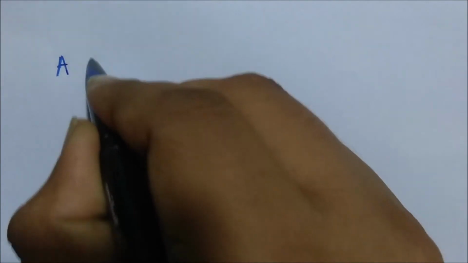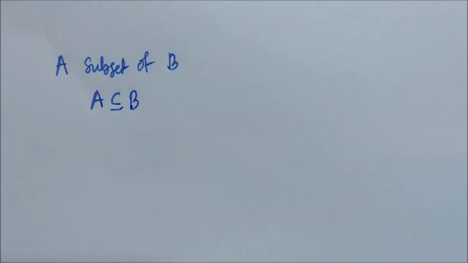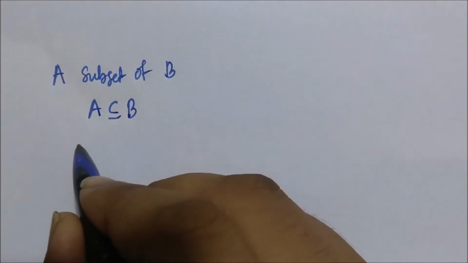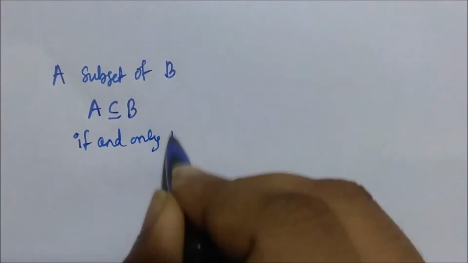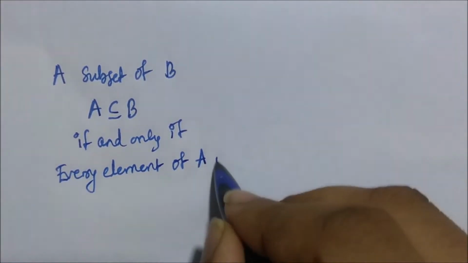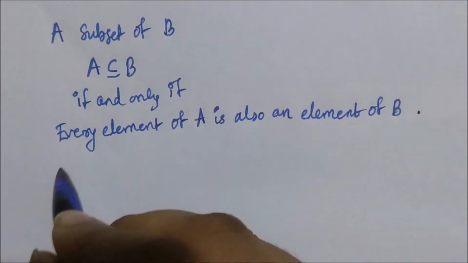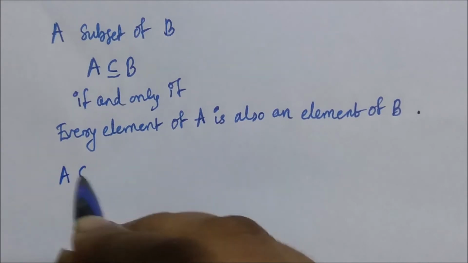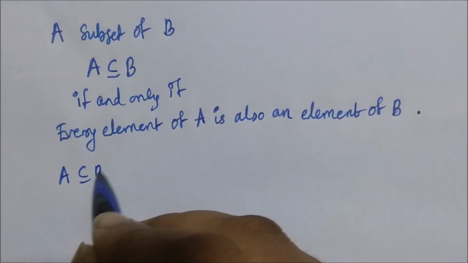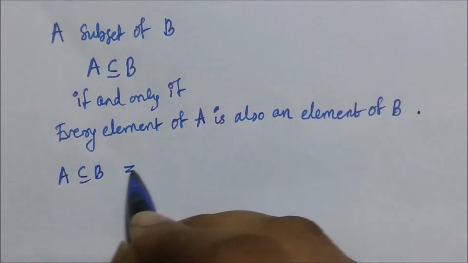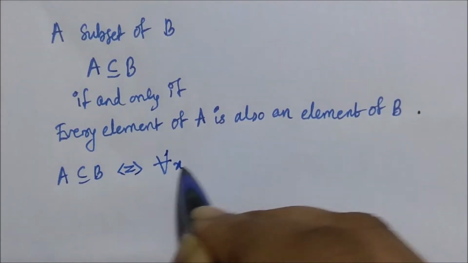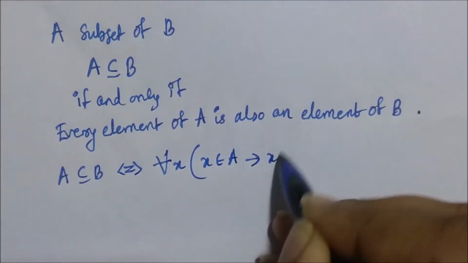We have seen what a subset of a set means. A is a subset of B if and only if every element of A is also an element of B. Only then do we say that a set A is a subset of another set B. In other words, A is a subset of B if and only if for all x, x belongs to A implies x belongs to B is true.